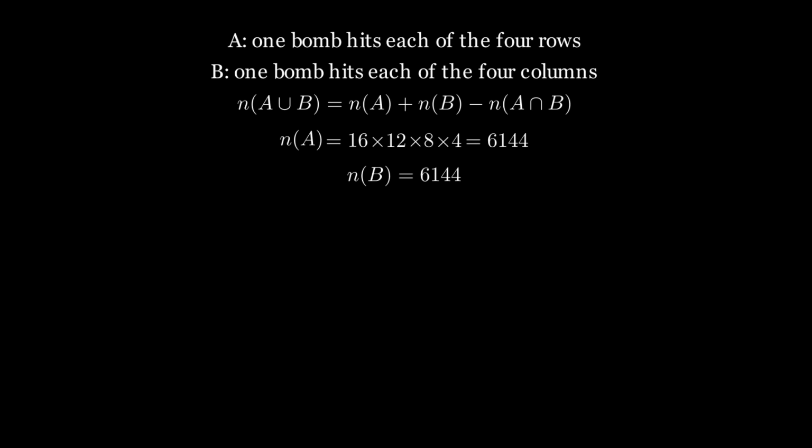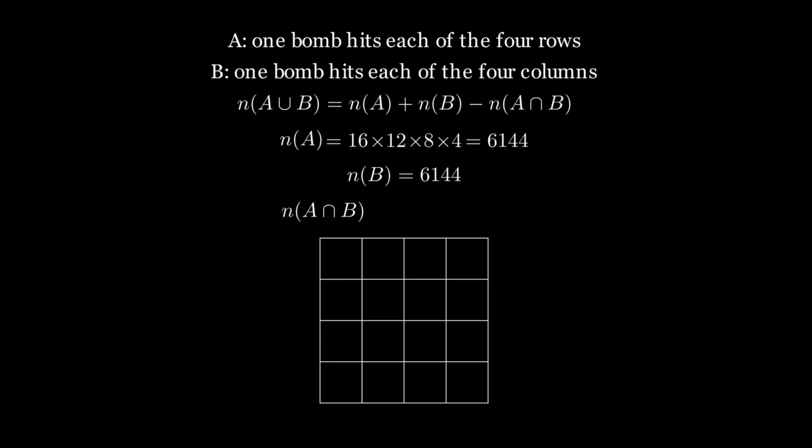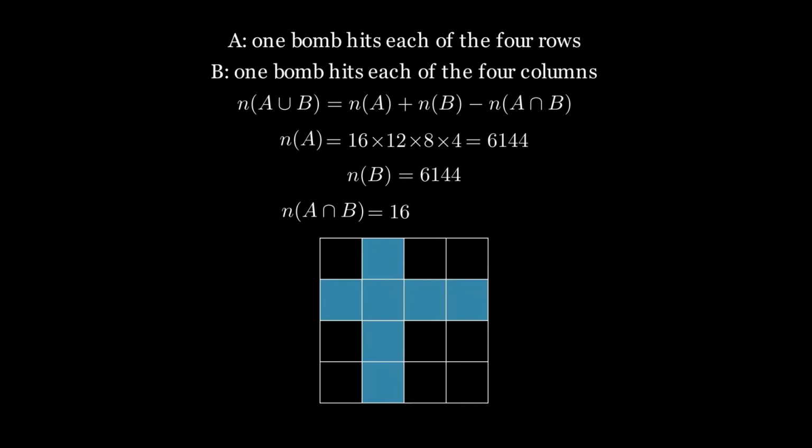Alright, let's focus on the last term, A intersection B, which represents the number of ways to simultaneously cover all 4 rows and columns. Again, the first bomb can be dropped on any of the 16 squares in the grid. Suppose the bomb was dropped on this square. The next bomb cannot be placed on the same row or the same column. So for the second bomb, we have 9 possible squares.